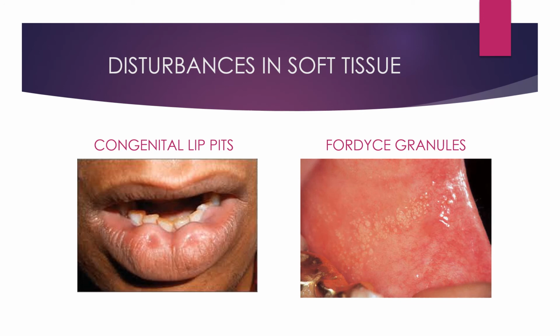Soft tissue disturbances have a wide range of manifestation. Lip pits are congenital, and the pits may vary in depth. We all know Fordyce granules, which are ectopic sebaceous glands.